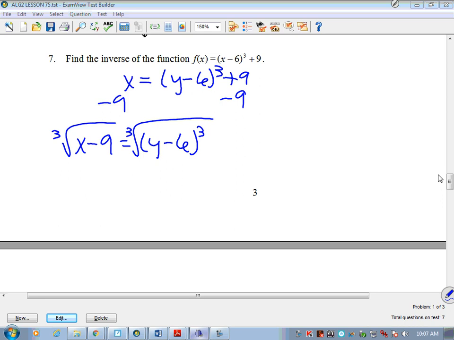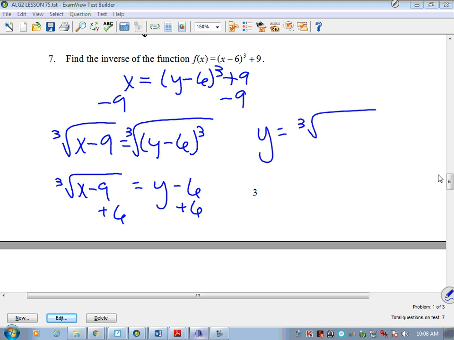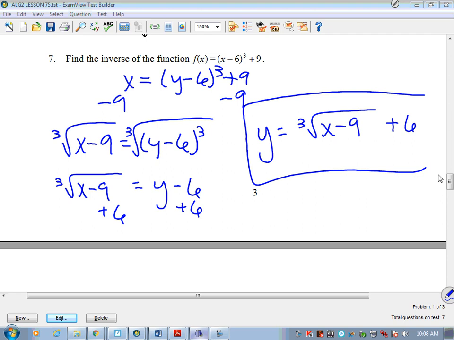All right, so now what I have is the cube root of x minus 9 equals y minus 6. What do I want to do with that 6? Add it to both sides. Now, is that positive 6 going to go inside the cube root or is it going to stay outside? Outside. So we're going to say that y equals the cube root of x minus 9 plus 6. And that is our answer. That is the inverse function of what we just saw. This is my answer right there.